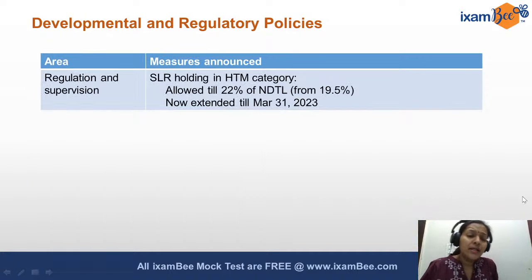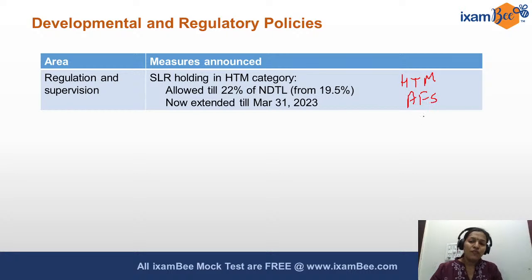Moving ahead, in areas of regulation and supervision, what RBI has announced, first step is in relation to the SLR, statutory liquidity ratio holdings, in the HTM category. HTM is your held till maturity, which are the investments. When a bank makes investments, their investments are classified under three types: the HTM, which is held to maturity, then there is AFS, available for sale, and then there is held for trading, HFT. Okay, so these are the three categories in which the investments made by a bank are classified.